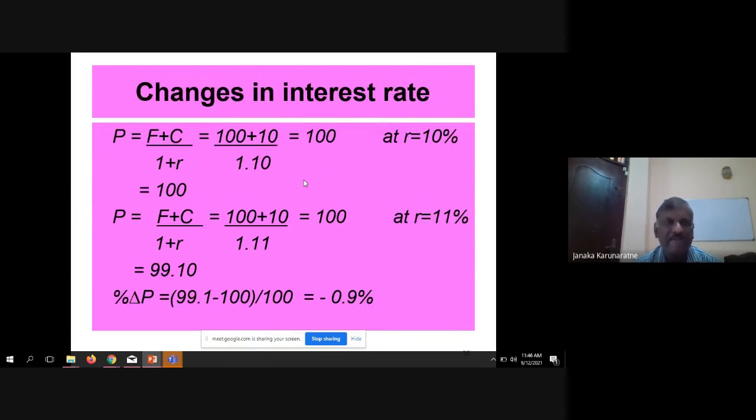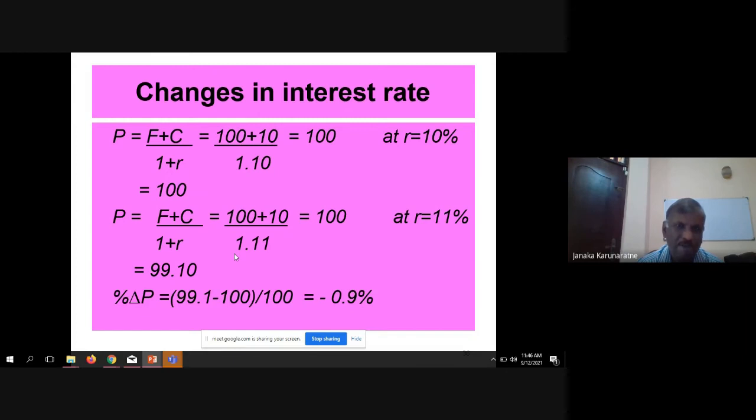Then let's say your interest rate, that is the yield to maturity, rises to 11%. Then what happens? Your face value does not change. That is what you get. Your coupon will not change, 10%. But R will change. R will go from 10 to 11. So what happens? Your price will drop.